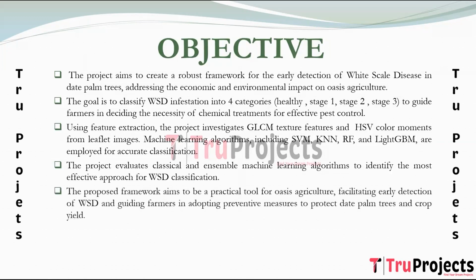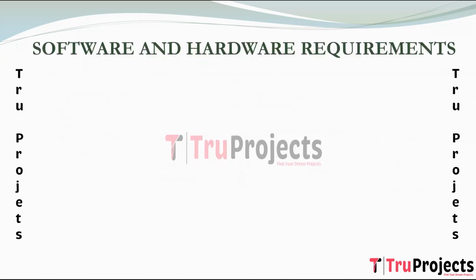The ultimate goal of the project is to provide a practical and effective tool for the oasis agricultural community by achieving accurate detection and classification of WSD stages. The proposed framework aims to enable early intervention, assisting farmers in adopting preventive measures to protect both date palm trees and crop yield. To implement this project, we need software and hardware requirements.